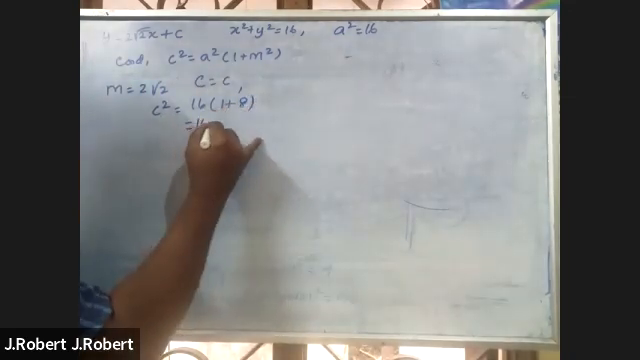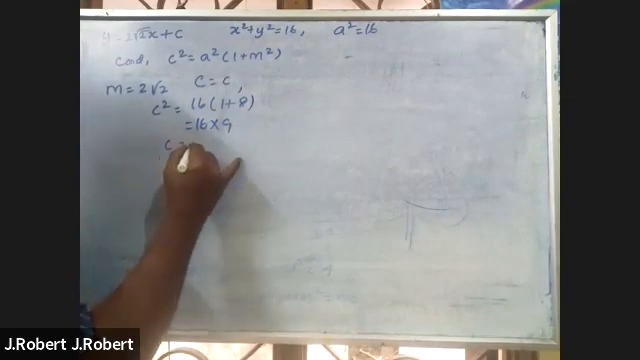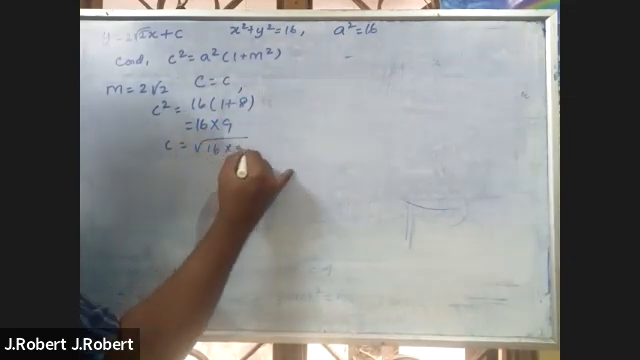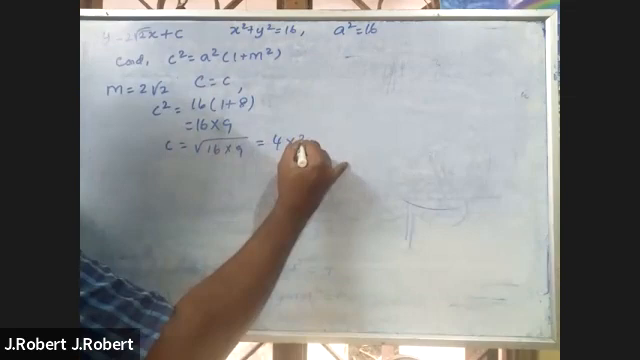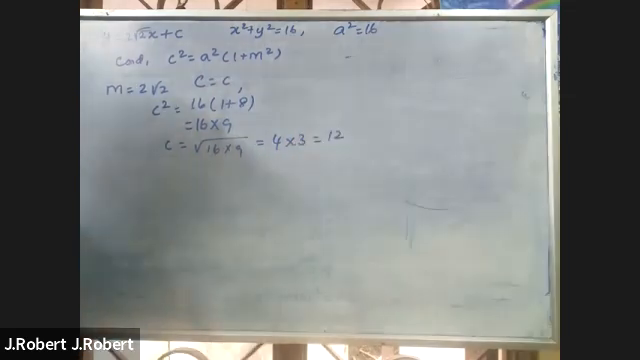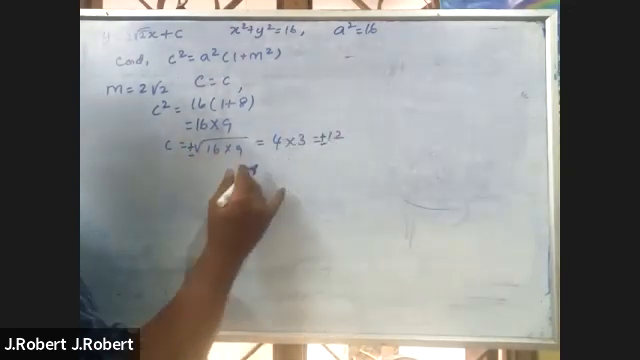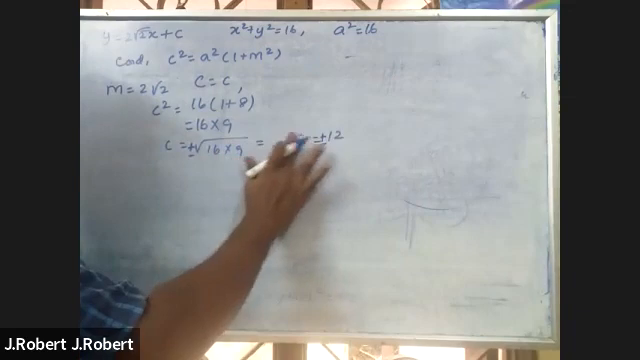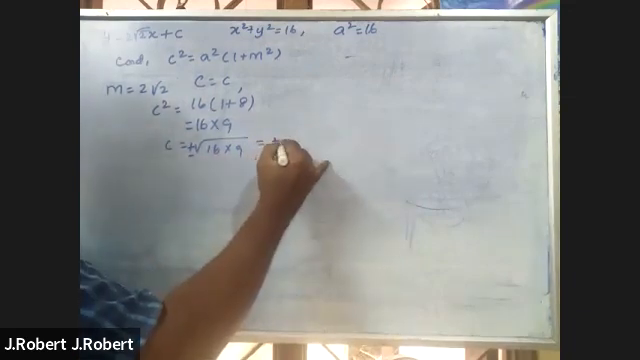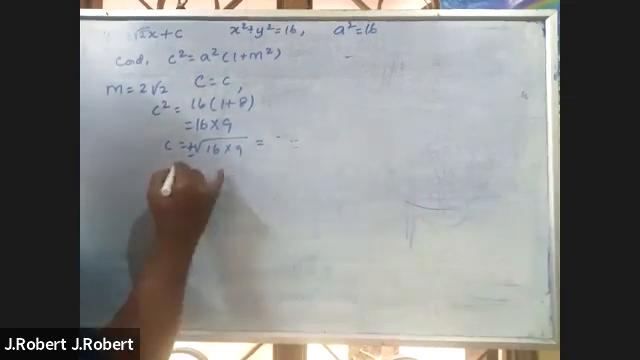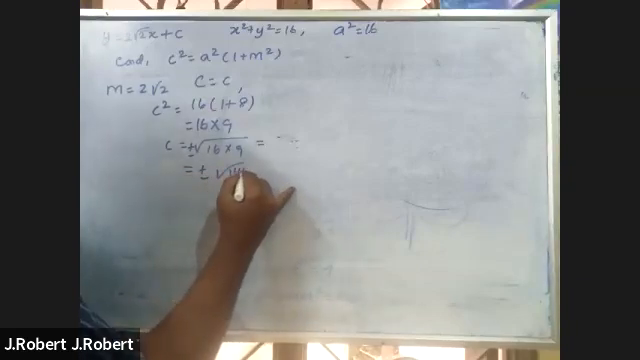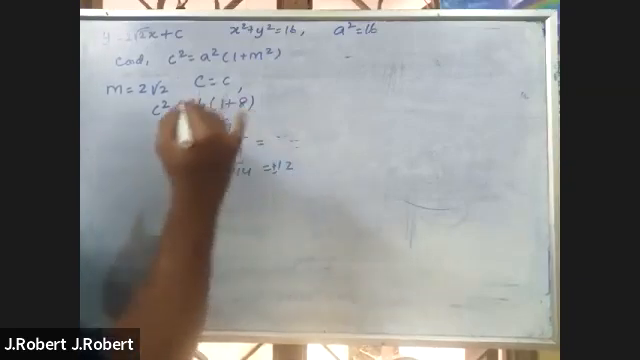So c square equals 16 into 9. c is equal to the square root of 16 into 9. Square root of 16 is 4, square root of 9 is 3, which is 12. Therefore c equals plus or minus 12, that is plus or minus square root of 144, which is plus or minus 12.